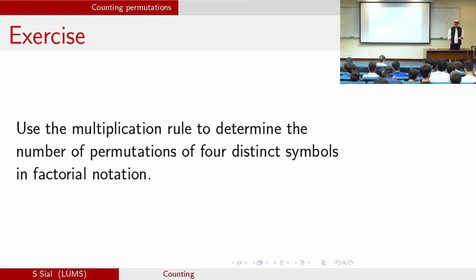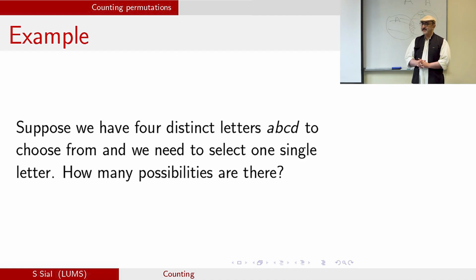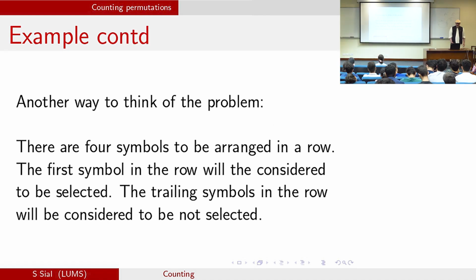So 4 distinct symbols in a row without repetition. How many ways? 4 factorial. We have 4 distinct symbols. Well, let's call them A, B, C, D. We need to select one of those 4 distinct symbols. How many ways are there? There are 4 ways. Or another way of doing it is to imagine that you're going to break up these 4 symbols into 2 piles. One pile will be selected, and one pile will be unselected.